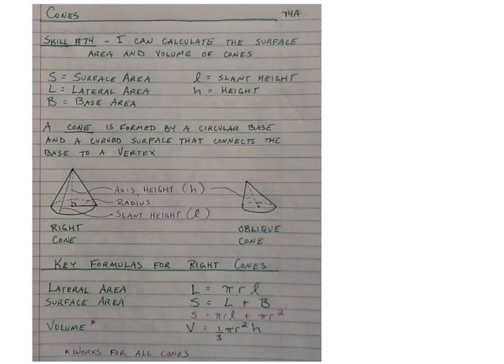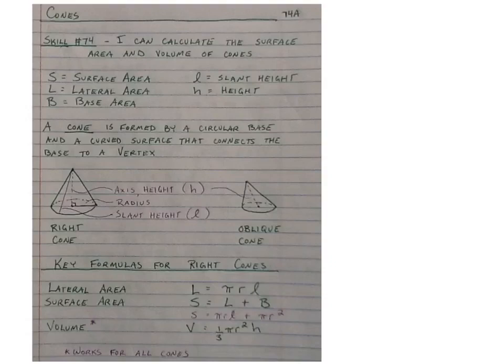The three key formulas that we have are for right cones, and we can find the lateral area, the surface area, and the volume. And the lateral area is basically the area of this curved surface, and then the surface area would be the total surface, so curved surface plus the circular base, and then finally volume.